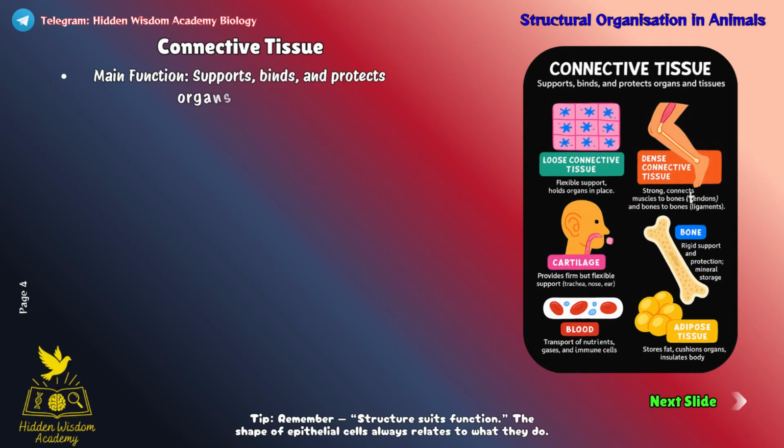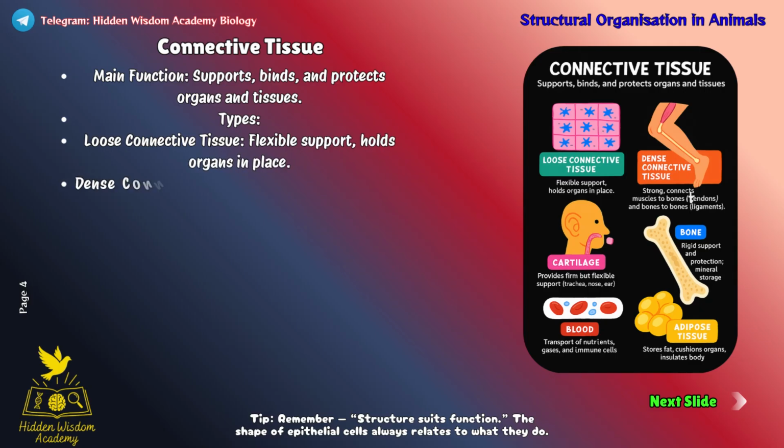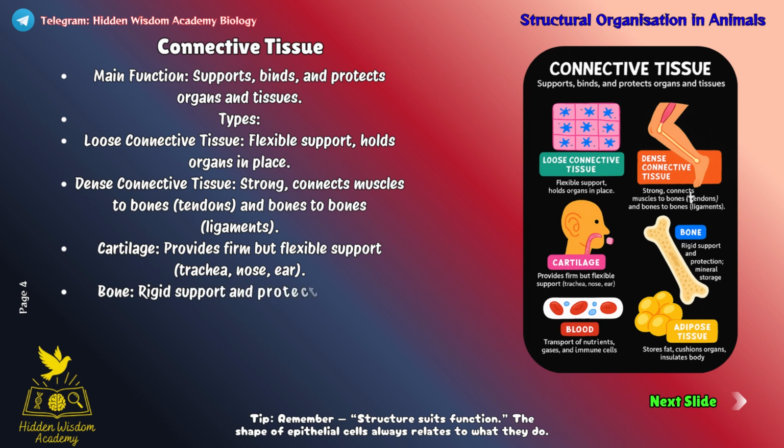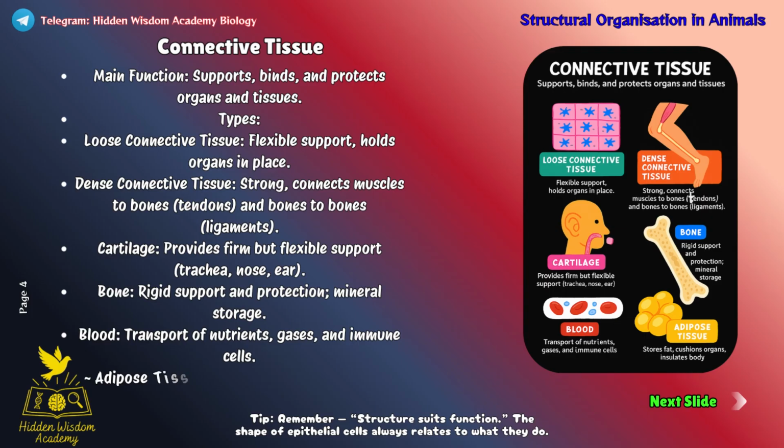Now let's look at connective tissue, which supports, binds, and protects the body. Loose connective tissue is flexible and holds organs in place. Dense connective tissue is strong, forms tendons, muscle to bone, and ligaments, bone to bone. Cartilage is firm but flexible, found in trachea, nose, and ear. Bone gives rigid support and protects vital organs. Blood transports nutrients, gases, and immune cells. Adipose tissue stores fat, cushions organs, and insulates the body. Each type has a specific role in keeping the body strong and functional.